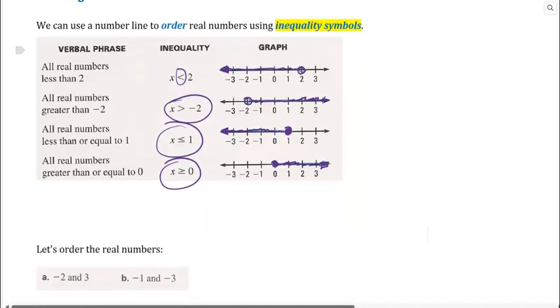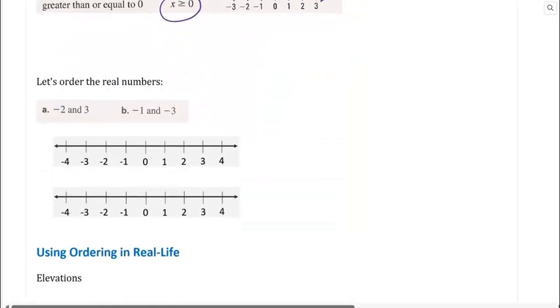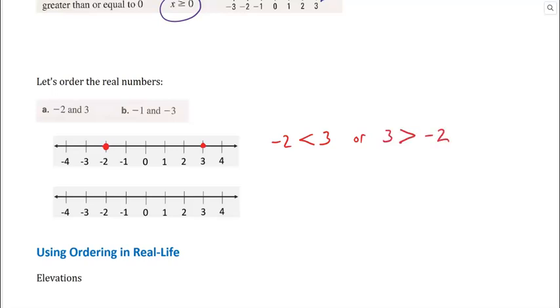So now let's order some real numbers, shall we? It'll be fun. So first of all, let's look at -2 and 3. All right, we'll find -2 is here, and 3 is over here. So we can see from the graph that -2 is less than 3. Or we could say that 3 is greater than -2. You'll notice that the inequality symbol always points toward the smaller, or always opens toward the larger number.